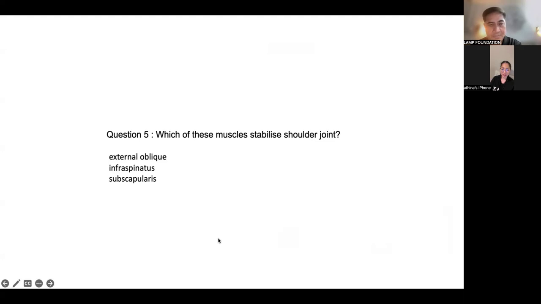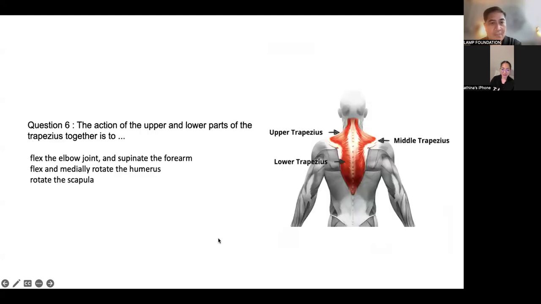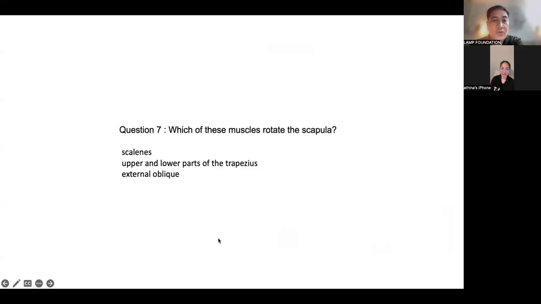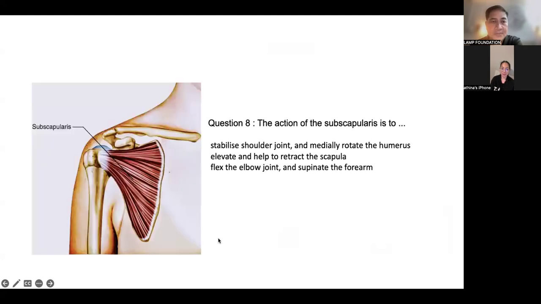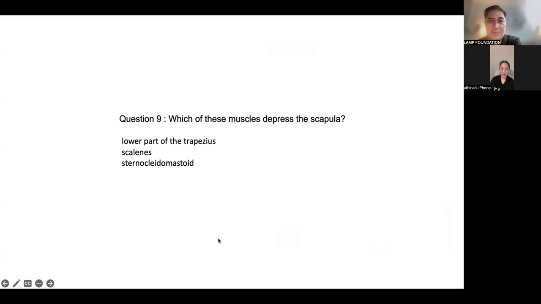The subscapularis. The action of the upper and lower parts of the trapezius together is to rotate the scapula. Which of these muscles rotate the scapula? It's the upper and lower parts of the trapezius. The action of the subscapularis is to stabilize the shoulder joint and medially rotate the humerus. Which of these muscles depress the scapula? The lower part of the trapezius.